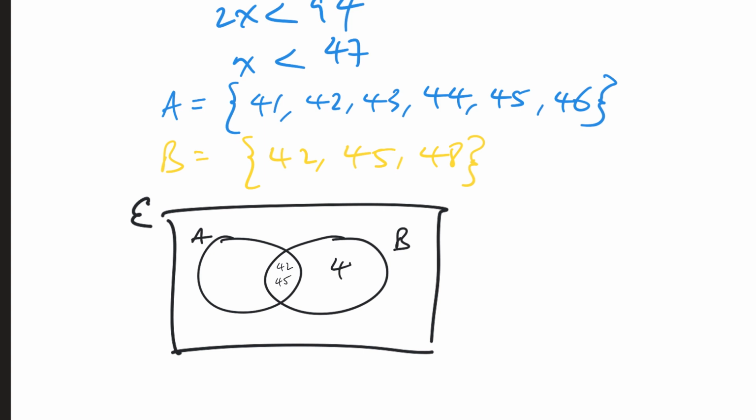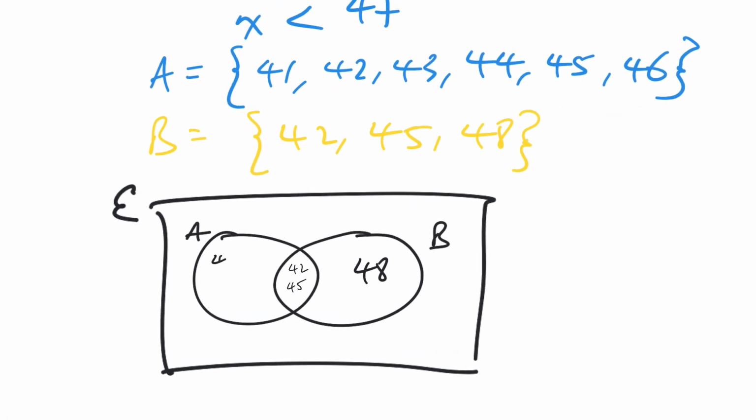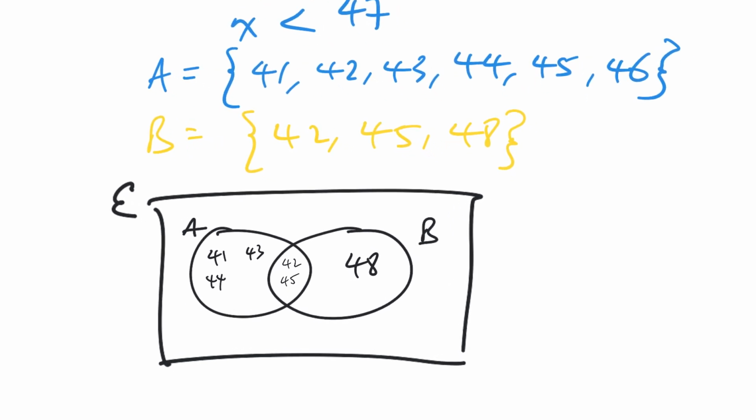So 48 belongs here. And then the rest go into A, 41. 42 is already there, and then 43, 44, 45 is already there, in between. And then 46 as well. And then we note that, okay, so 41, 42, 43, 44, 45, 46.